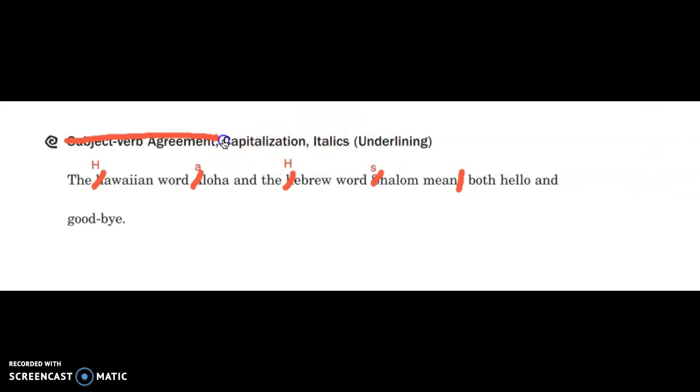That would fix my capitalization errors. And the last thing I need to address is my underlining to show that some of our words should be in italics. Now, the two words that should be in italics are our two words that are not found in the English language. So I'm going to underline or italicize aloha as well as shalom. Now, because I cannot italicize the printed word, I'm simply going to show that they should be in italics by underlining those phrases.